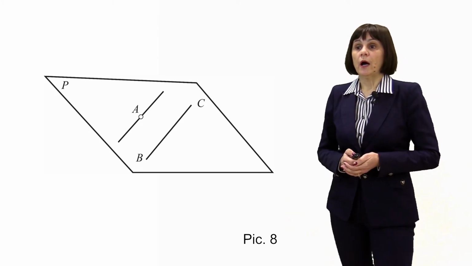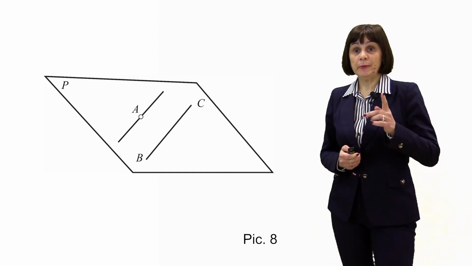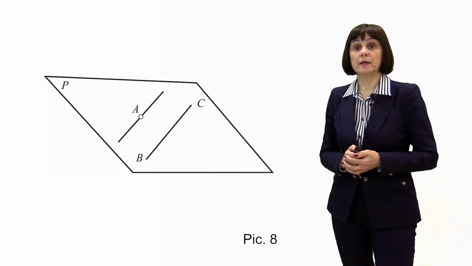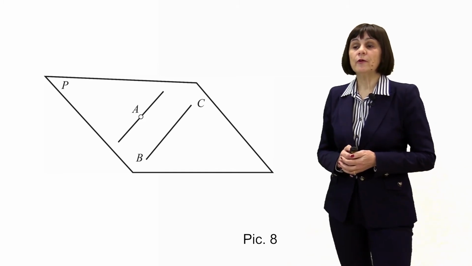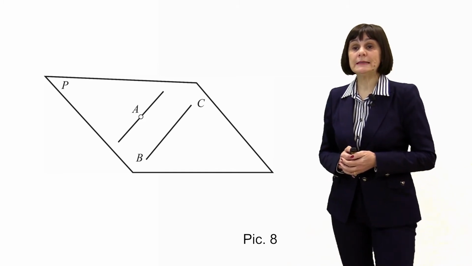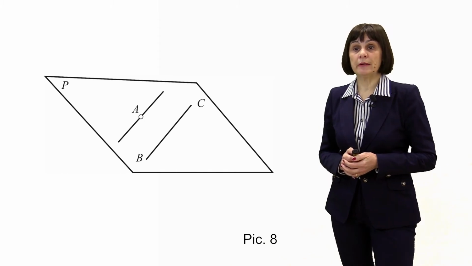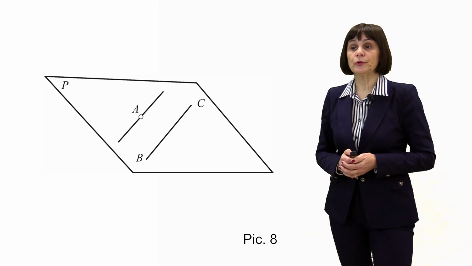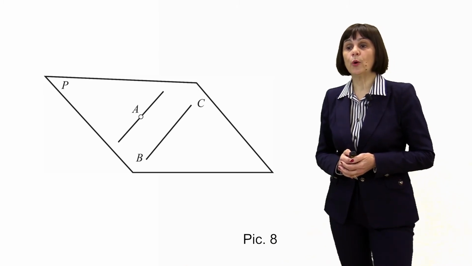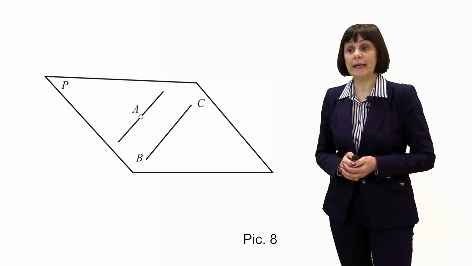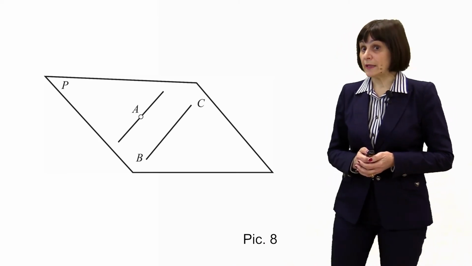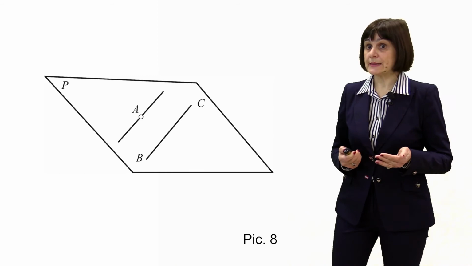So, if on the plane P, this plane is denoted P, through the point A we draw a line parallel to BC, then this newly drawn line will also belong to the plane P. Our second rule is also completed.